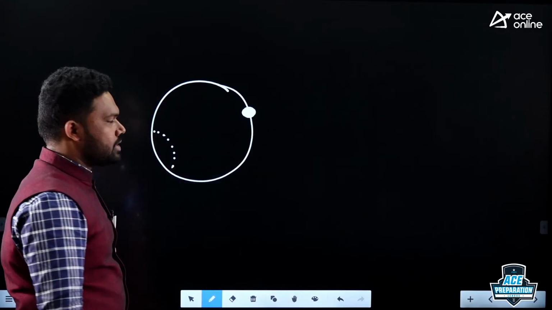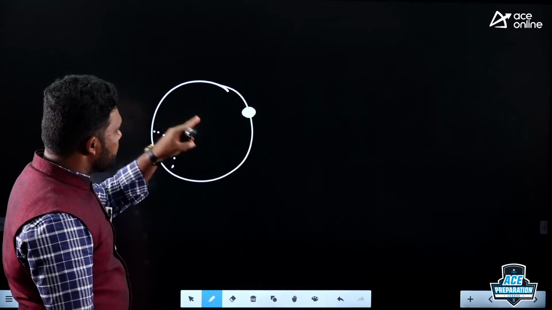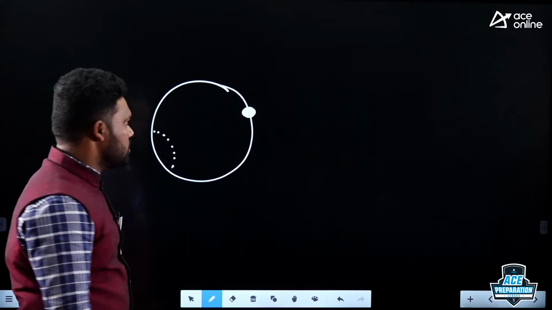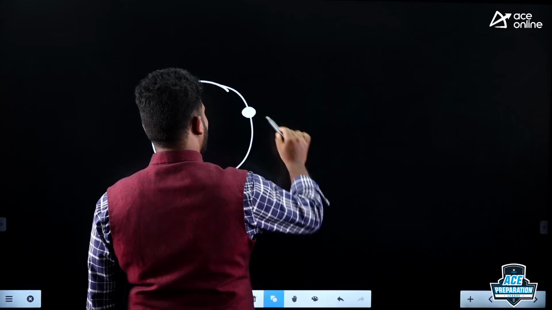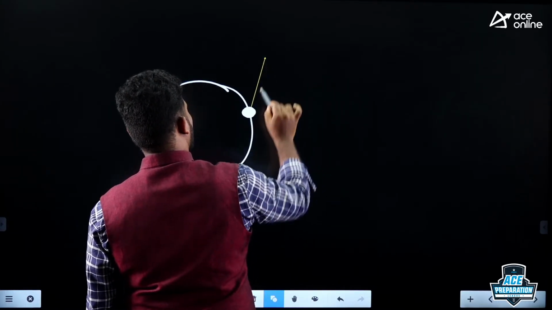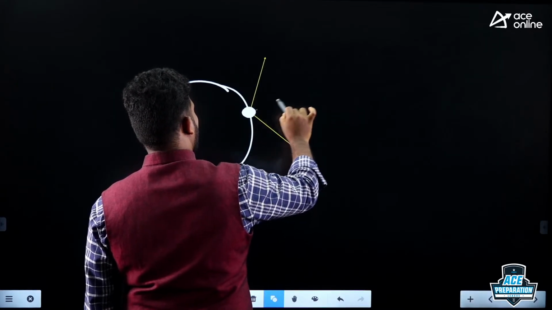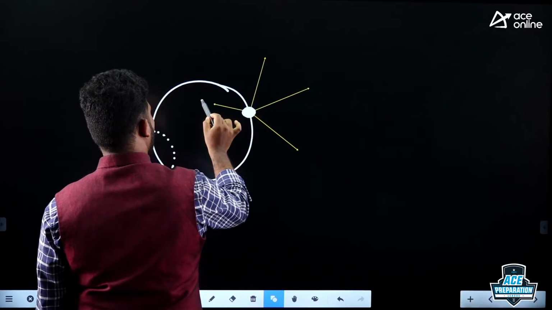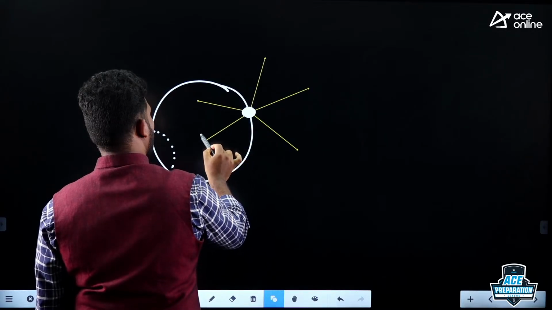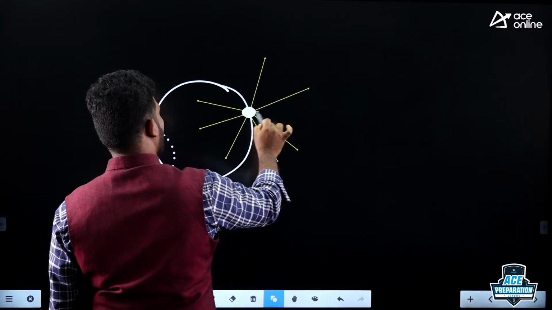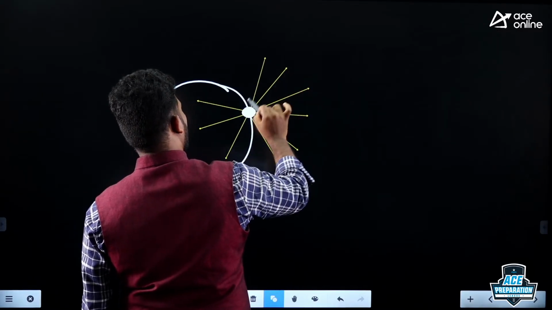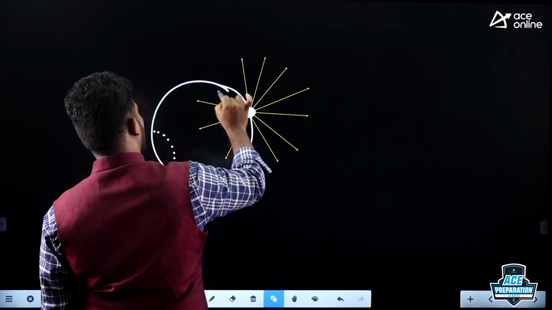One charge is on the surface. Okay, if the charge is present exactly on the surface, what do you have to do? It is something like this. Electric field lines are like this.